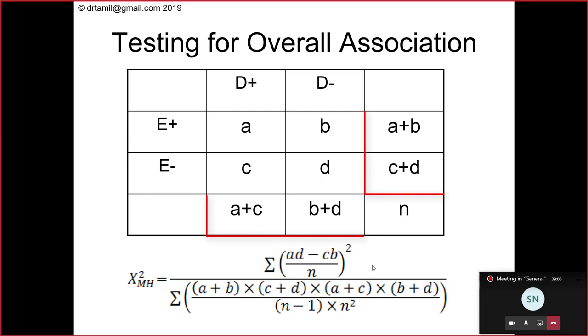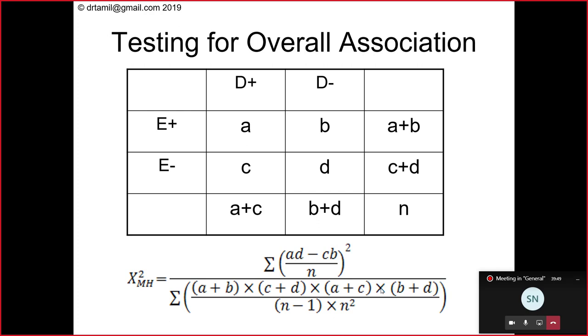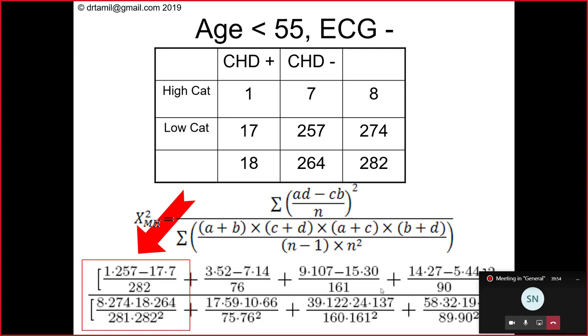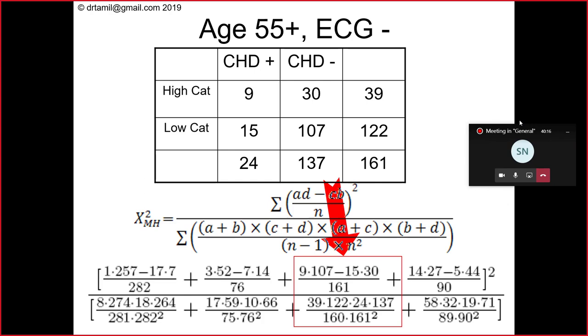Okay, so this is all the outer cells. So you put in the formula. Please take note, they have this sum in front. So when you have this sum in front, it means you have to combine all the calculation. So the sum for cell A, the sum for cell B, the sum for cell C, the sum for cell D.